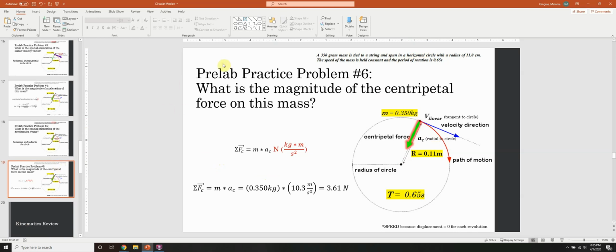All right, and last but not least, problem number 6. What is the magnitude of the centripetal force on this mass? So now we're going to calculate centripetal force, right, which we know is mass times centripetal acceleration. So we know the mass is 0.35 kilograms. We calculated the centripetal acceleration, which is 10.3 meters per second squared. And so we get that the centripetal force on this mass is 3.61 newtons, or essentially the tension in the string is 3.61 newtons, and that's what's keeping it traveling in this circular path. All right, so that's it on the pre-lab practice problems.